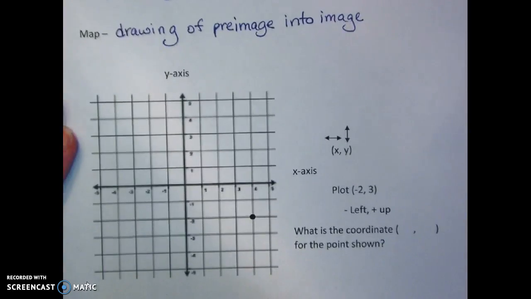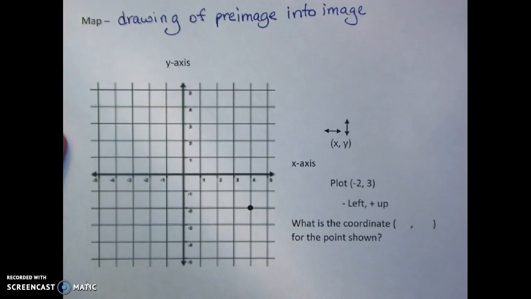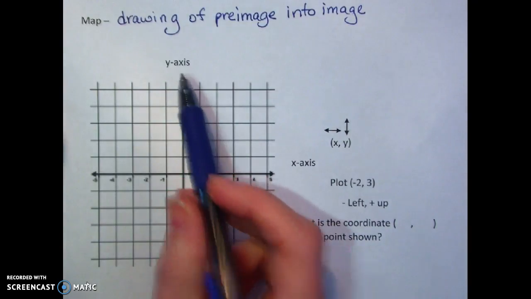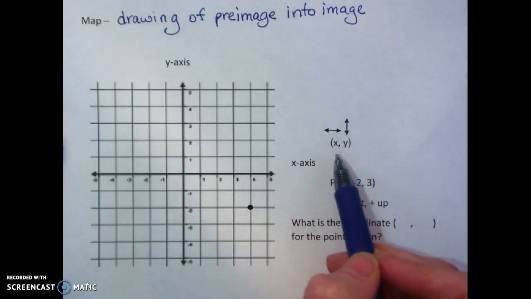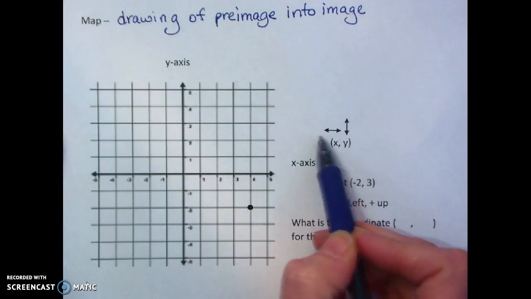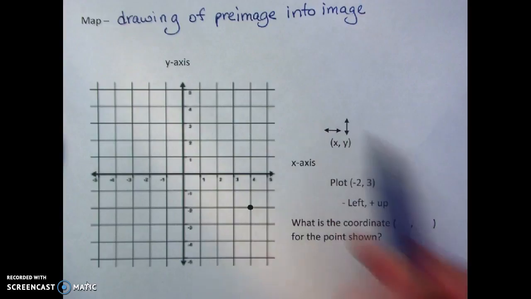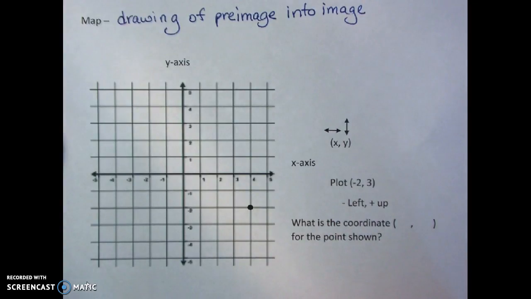So we're going to look on here at reviewing plotting points for one. So this is our x-axis, this is our y-axis. When we plot a coordinate, the first number is your x, which is your left or right direction. Your second number is your y, which is your up or down direction. Now you should have done this in previous years, but I wanted to review this to make sure.